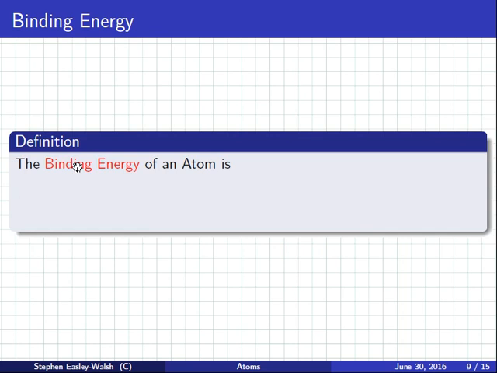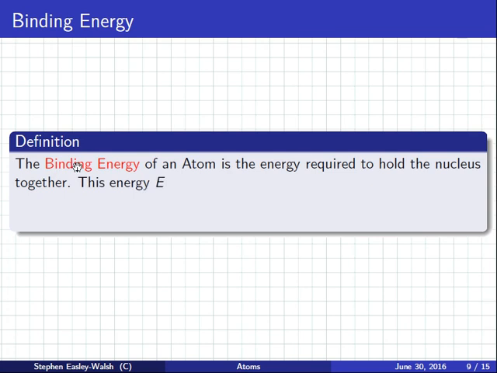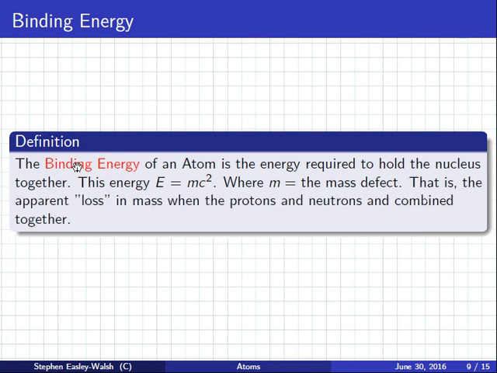We have this thing called binding energy, and the binding energy of the atom is the energy required to hold the nucleus together. This energy E, you can calculate it. Guess what the formula is? E equals mc squared. Again, where m is the mass defect, the missing mass. That is the lost mass. I need you to write this down. And then there's one more sentence. So binding energy is to do with the strong nuclear force.